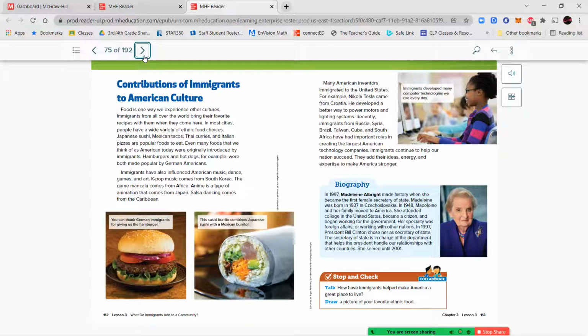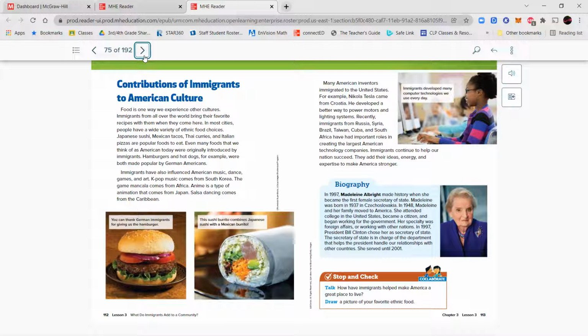Contributions of immigrants to American culture. Food is one way we experience other cultures. Immigrants from all over the world bring their favorite recipes with them when they come here. In most cities, people have a wide variety of ethnic food choices.